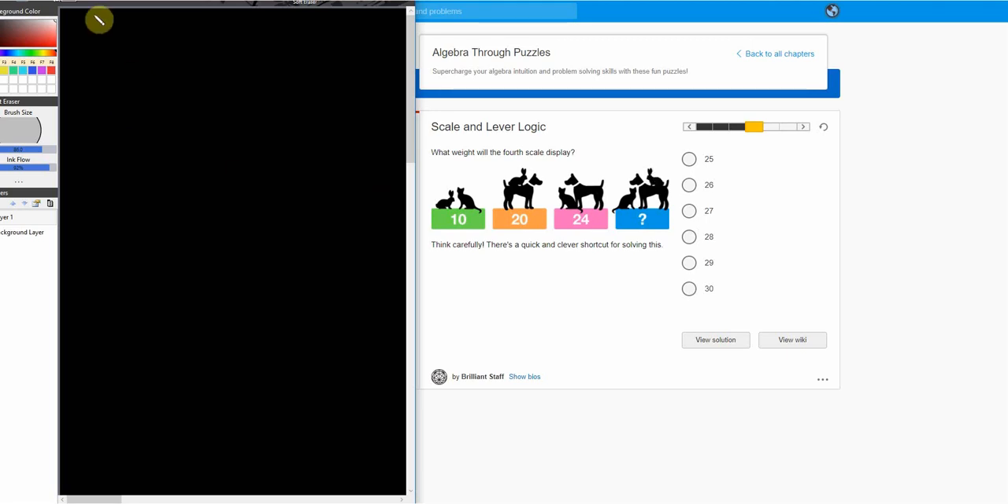So the first thing to think of, and if you want to pause the video before I go through it, is that we can probably get the weight of each individual animal separately and then add them all up together. But there might be a quicker way to think about this, and we're going to use a bit of algebra.